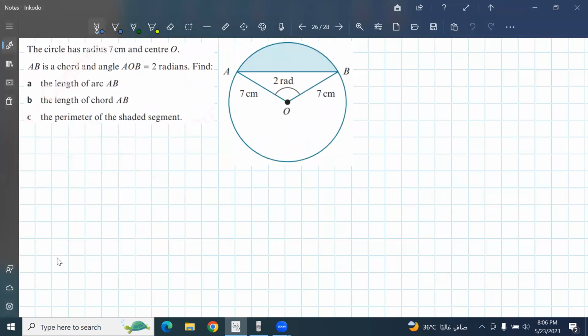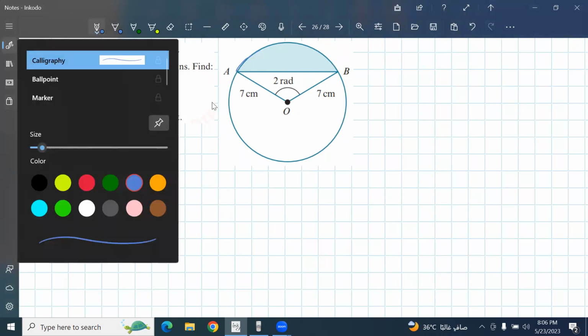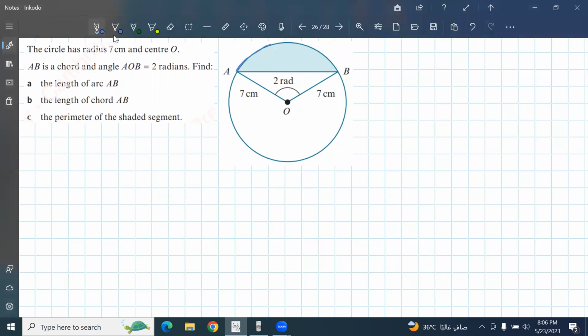So see, in this question, what do they want? The circle has radius 7 centimeters and center O. As you can see, the angle is in radian. If your calculator mode is in radian, you can use it directly, otherwise you can change it. AB is a chord and angle AOB is 2 radians. The length of AB is the arc length, this one. If I change the color, that is good.